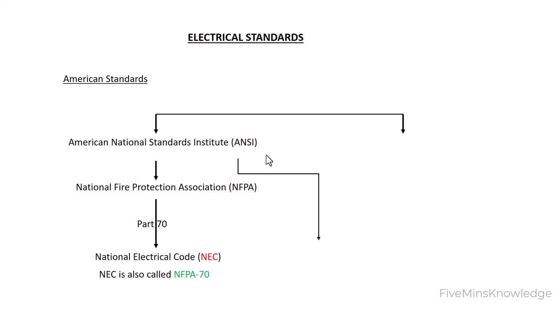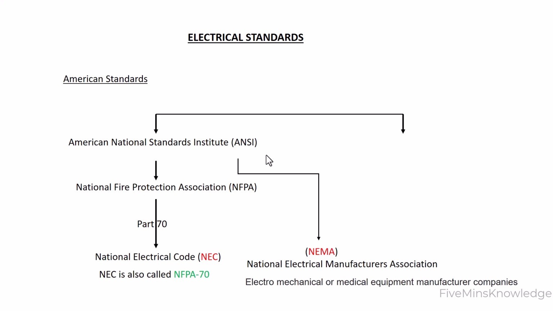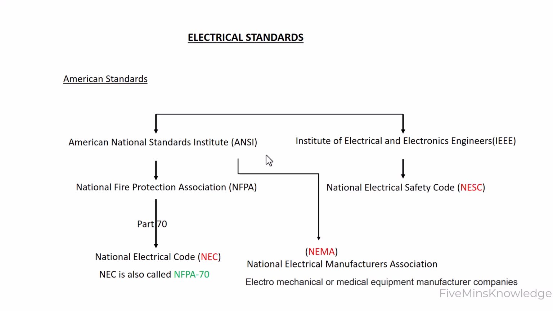Another body under ANSI is NEMA, National Electrical Manufacturers Association. This standard is mostly followed by manufacturing companies like electrical manufacturers, mechanical manufacturers, and medical equipment manufacturers. This also comes under ANSI. And another body is IEEE, Institute of Electrical and Electronics Engineers. And the code and standard that comes under this IEEE is NESC, National Electrical Safety Code.